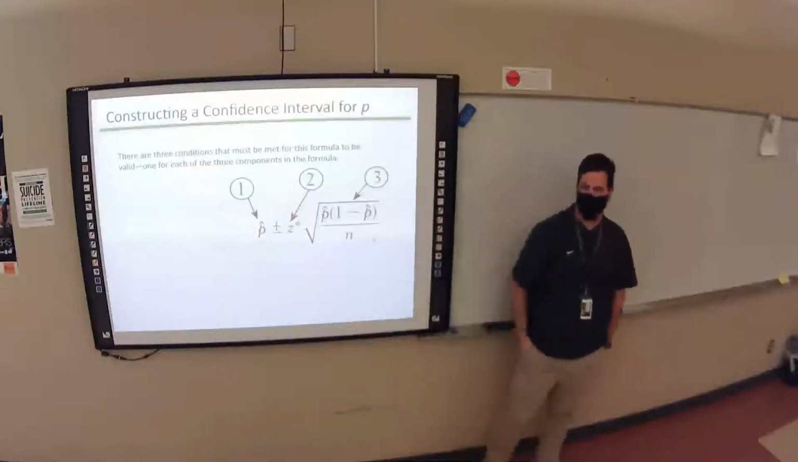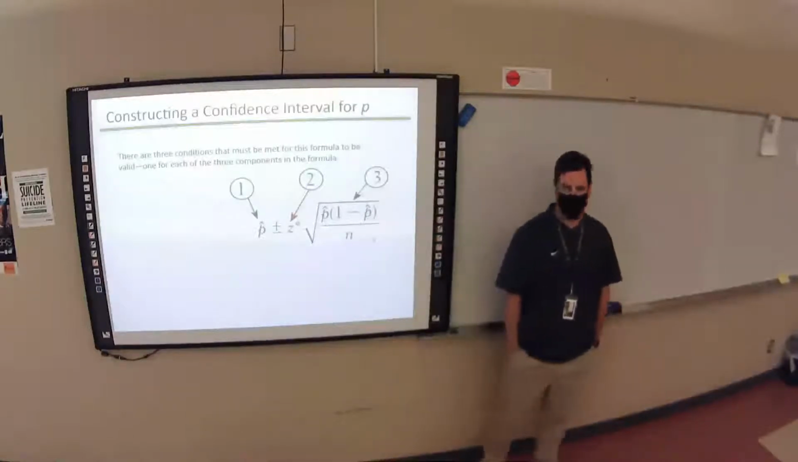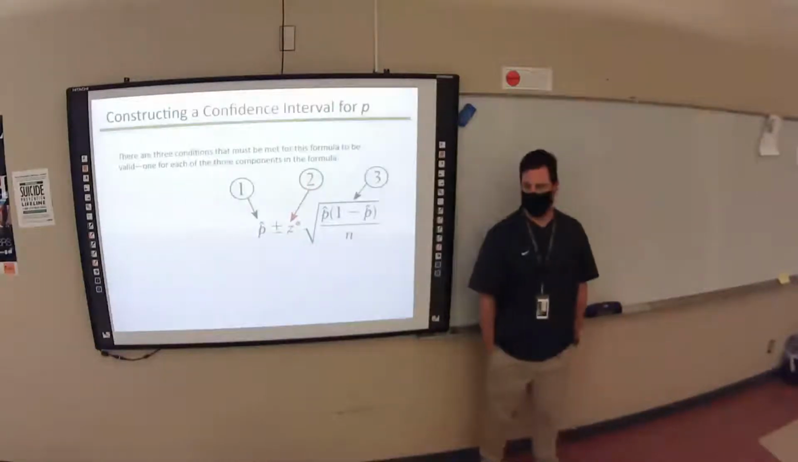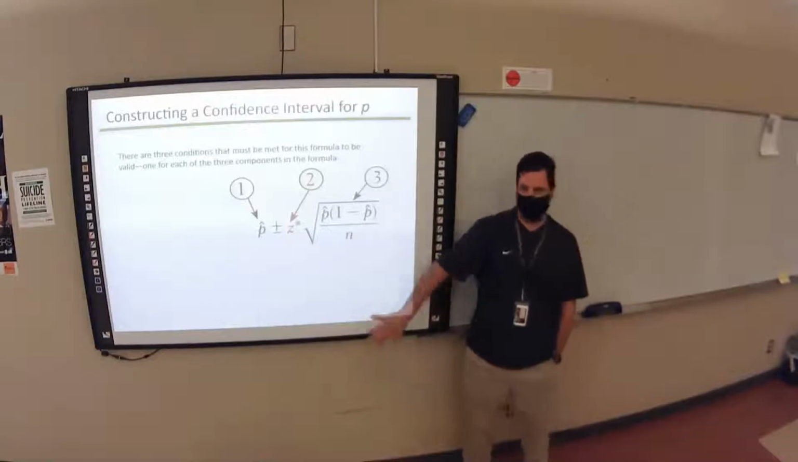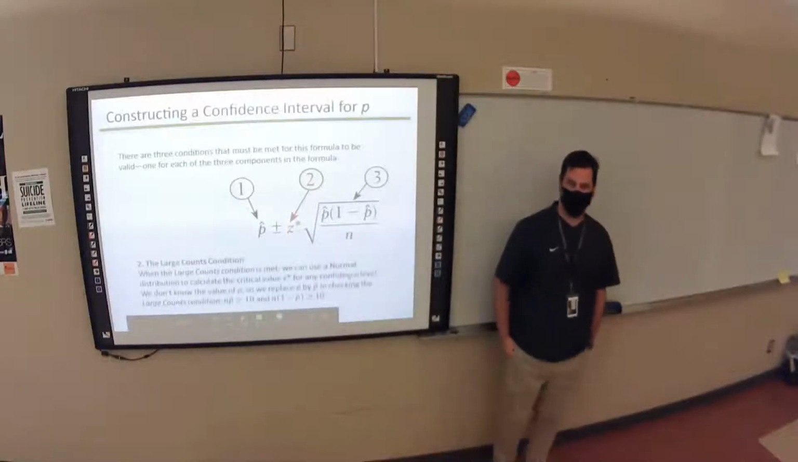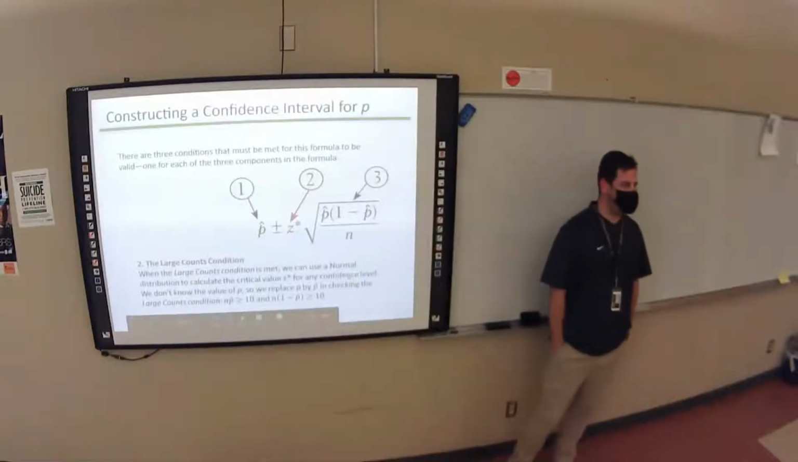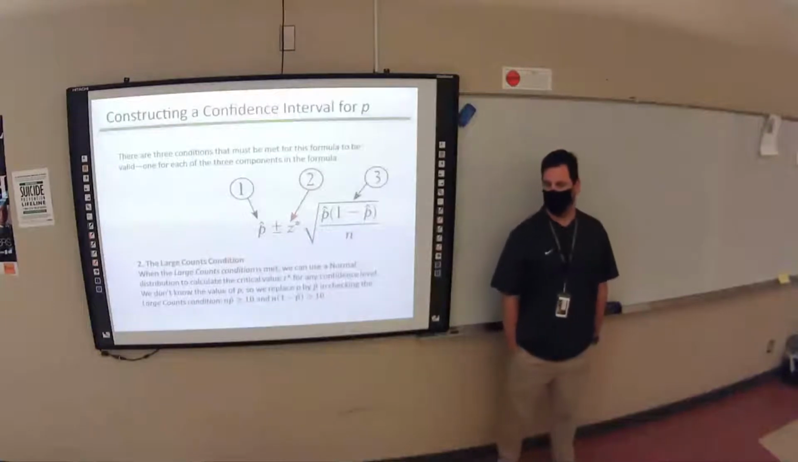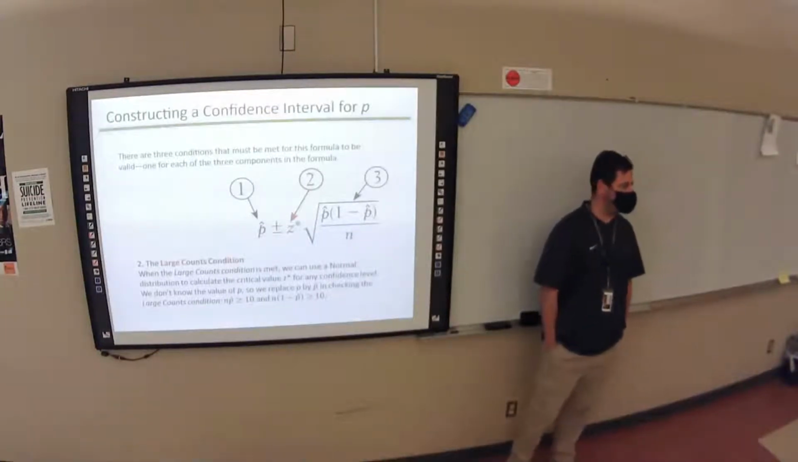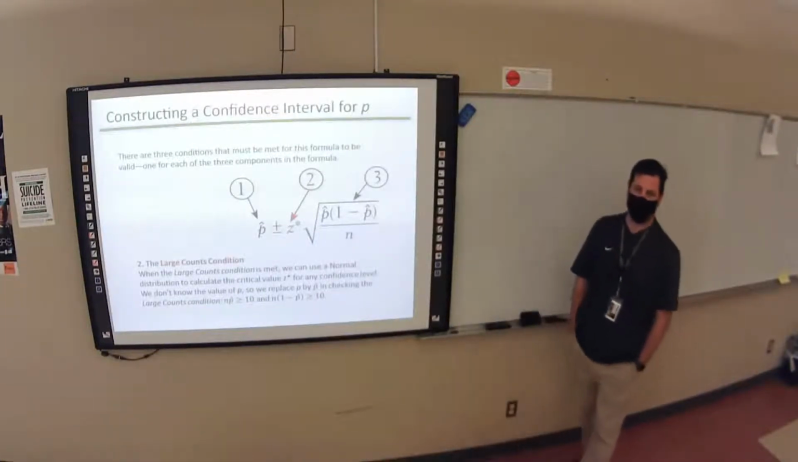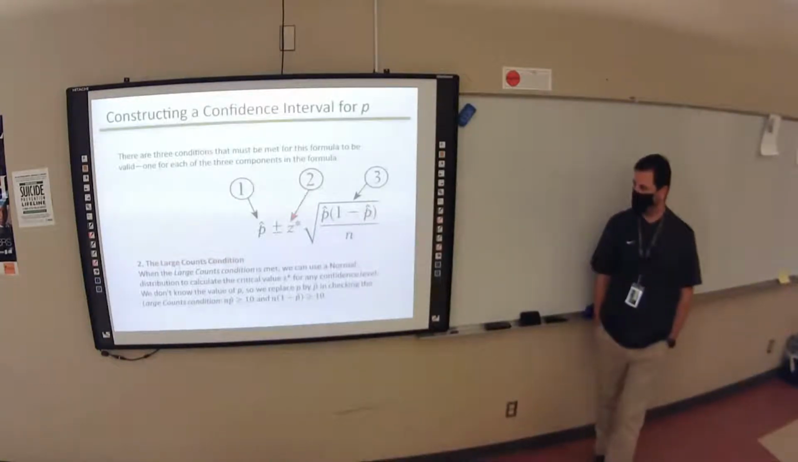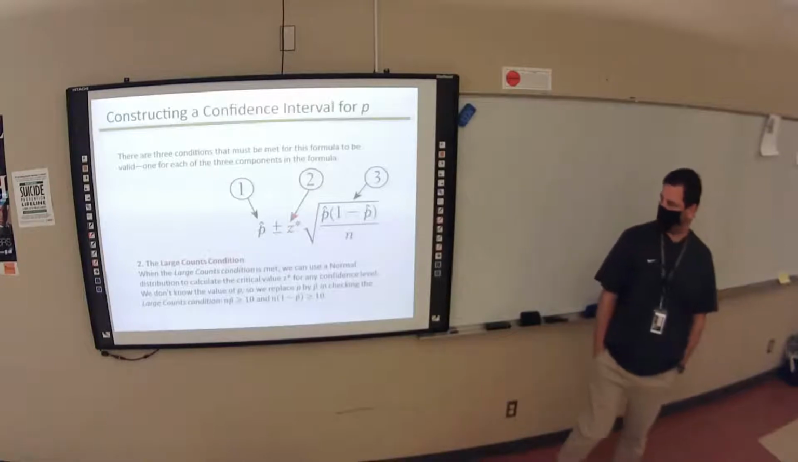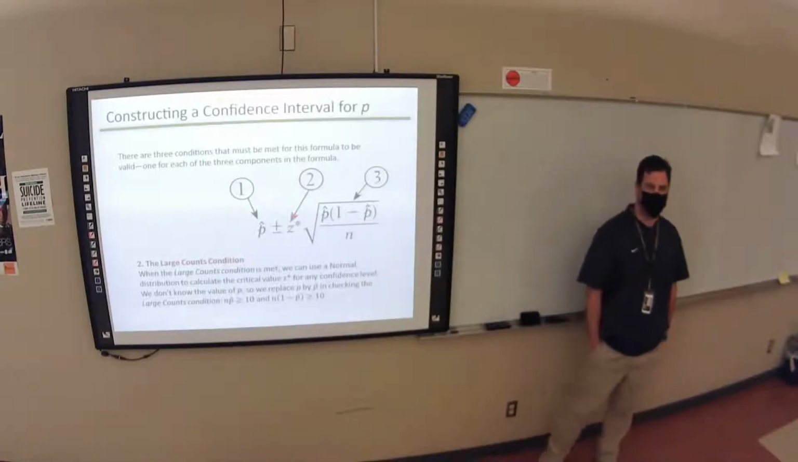Z. How do we know if we can use Z? It must be large enough to say that we can use a normal distribution or an approximate normal distribution. So the large counts condition. When the large counts conditions are met, we can use a normal distribution to calculate the critical value Z.